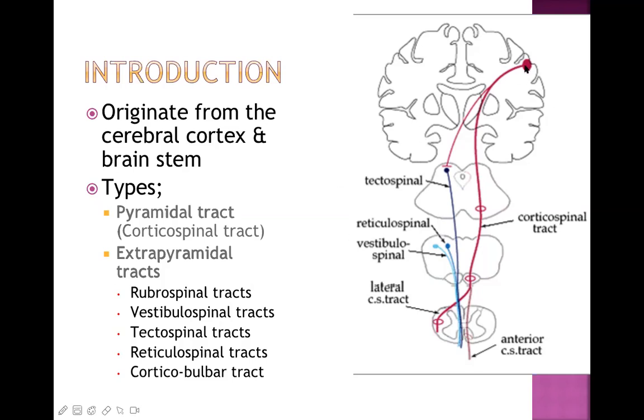Now look at this picture here. This is the cerebral cortex. Okay, just trace this line. See here, corticospinal tract, and where it is ending, the spinal cord. So other upper motor neurons, or descending tracts, are also there, like tectospinal tract, reticulospinal tract, vestibulospinal, and lateral corticospinal. Actually, corticospinal is divided into anterior and lateral tract. We'll talk about that later.